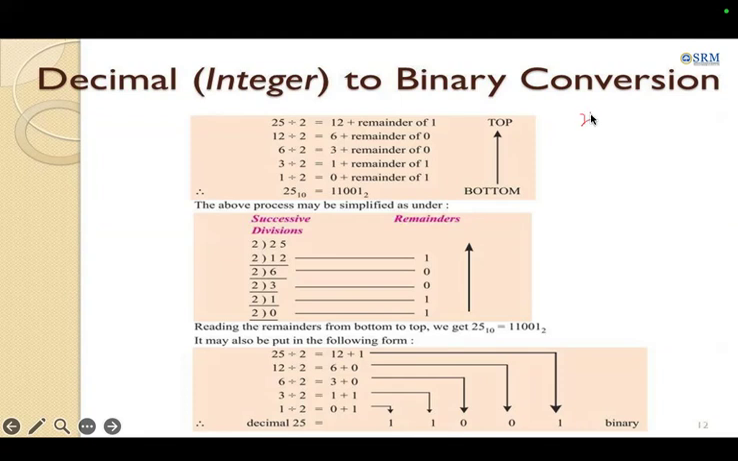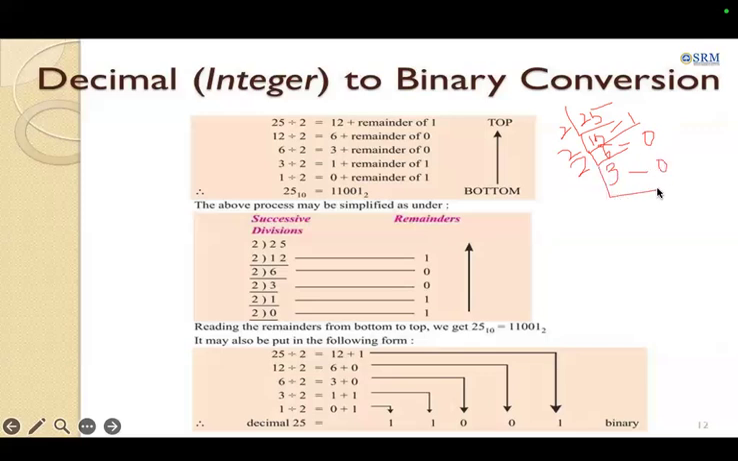25 to convert into binary. Divide this 25 by 2. So you will get 12 as the quotient and the remainder will be 1. Again, this should be divided by 2. So what you will get? 6, but the remainder will be 0. Again, divide this by 2. So what you will get as a quotient is 3, and the remainder is 0.